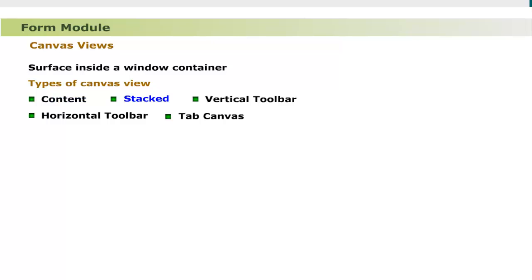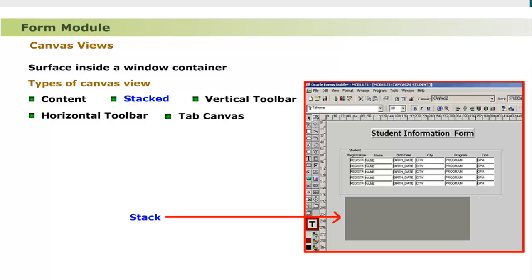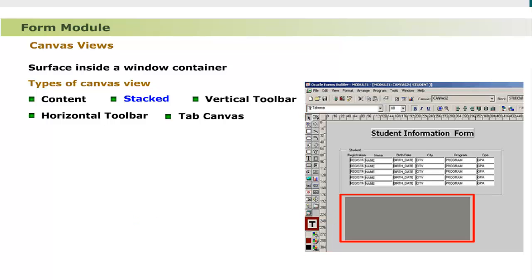Stacked. The stacked canvas specifies that the canvas is displayed in its window at the same time as the window's content canvas. Stacked views are usually displayed programmatically and overlay some portion of the content view displayed in the same window.